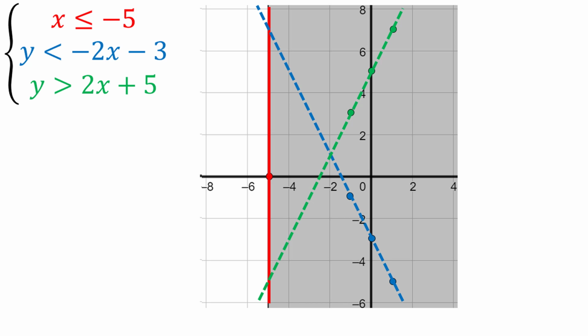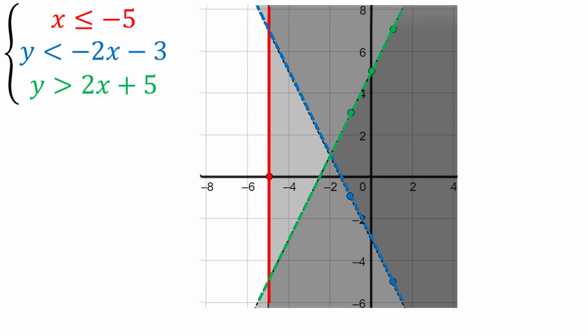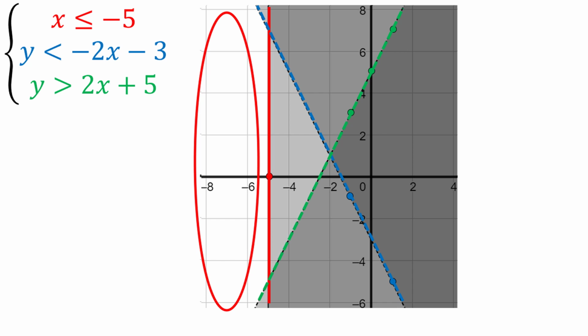For the second inequality, I have less than, so I am below the blue line. So I cross off the opposite side above the blue line. For the third inequality, I have greater than, which means the area above the line is part of the solution. So I cross off the opposite side below the green line. There is only one area not crossed off, which is over here on the far left side of the graph, which is the solution set.